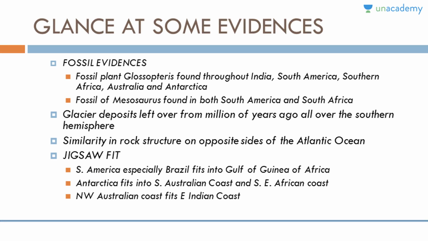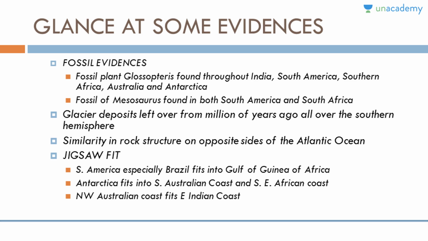As stated, various evidences were put forward to conclude the continental drift theory. Firstly, there were certain fossil evidences such as the fossil plant Glossopteris found throughout India, South America, Southern Africa, Australia and Antarctica, and also the fossil of Mesosaurus was found in both South America as well as in South Africa. Secondly, glacier deposits left over from millions of years ago all over the southern hemisphere were also cited as evidence. And also there was a similarity in rock structure on opposite sides of the Atlantic Ocean.